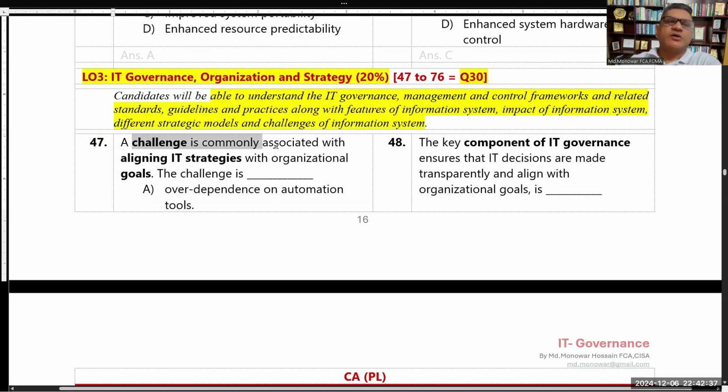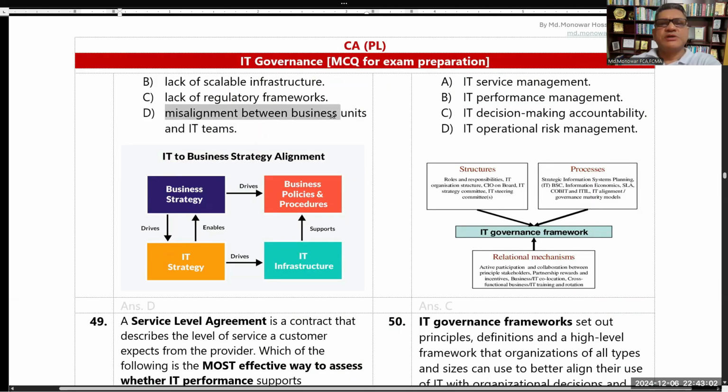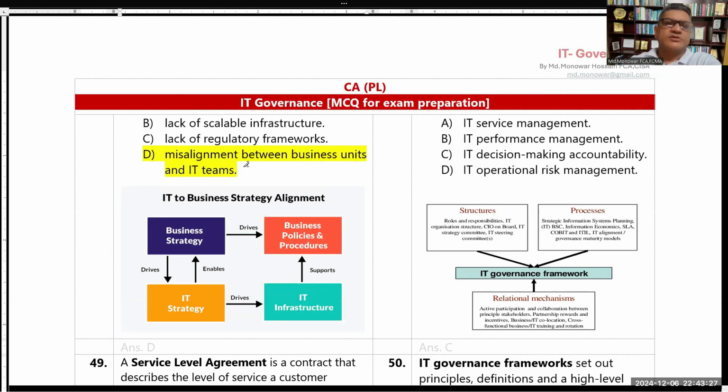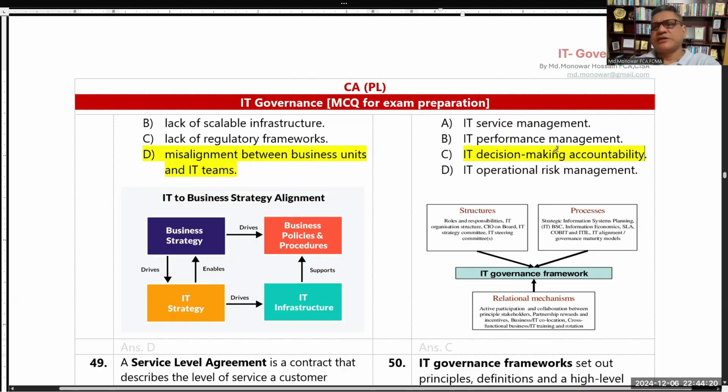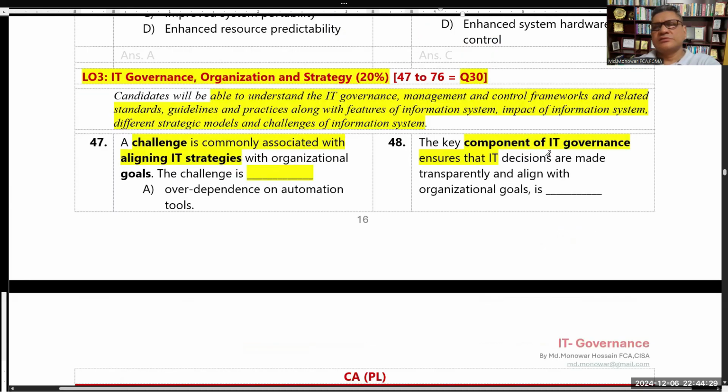Which challenge is commonly associated with aligning IT strategies with organizational goals? The challenge is misalignment between business units and the IT team. It's common. All IT strategy should be aligned with the organizational mission, vision, and goals. The key component of IT governance that ensures that IT decisions are made transparently and aligned with organizational goals is IT decision-making accountability. So answer C.